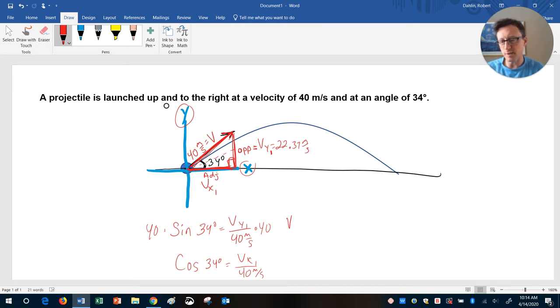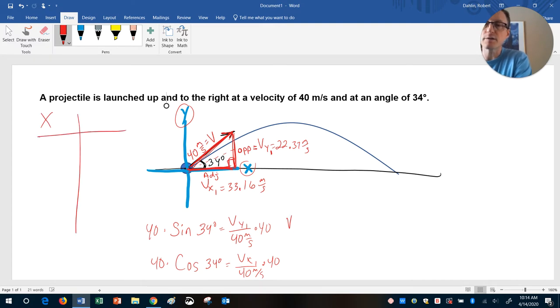Do the same thing for the x, except now it's cosine. Still going to have to multiply both sides by 40. So it'll be 40 times the cosine of 34, which is 33.16 meters per second. So that is some information we're going to want to make sure we know. So I'm going to create a chart here, and this chart's going to be X numbers and Y numbers. X meaning numbers that are side to side, and Y is numbers that are up and down.